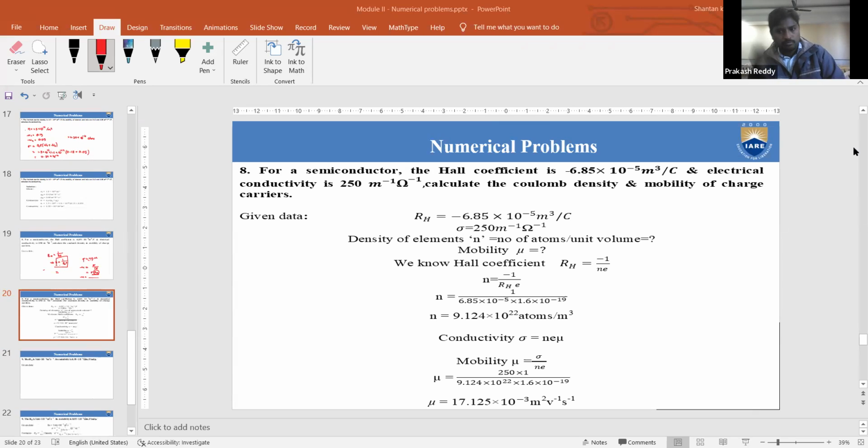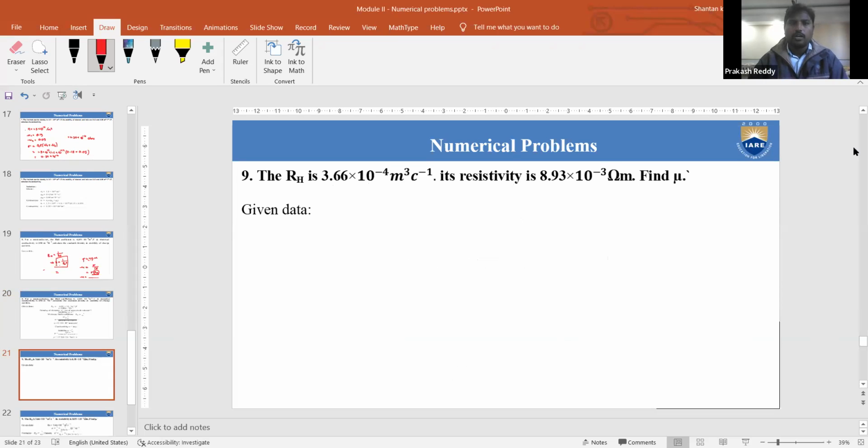Note this, all of you. Now coming to the ninth one, the next one. RH, the Hall coefficient, is given as 3.66 into 10 power minus 4. Its resistivity is also given. Find the mobility. At least all of you try to solve this problem, because I think this is the last one. I'm going to give 2 minutes of time.